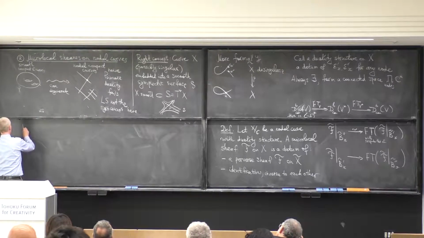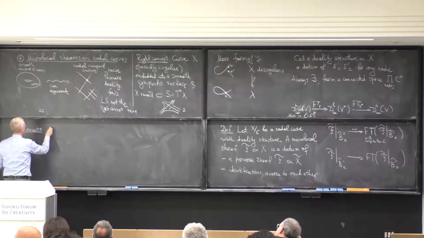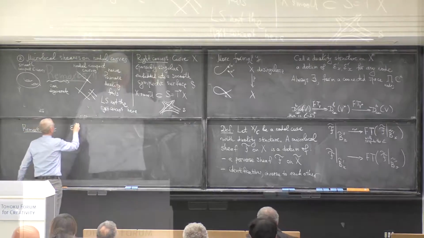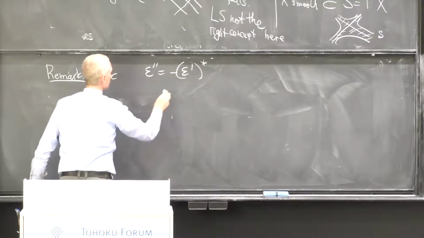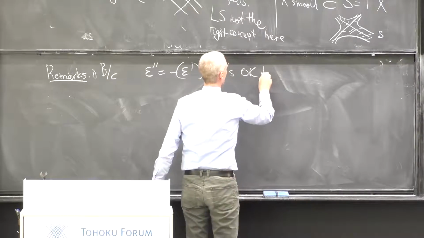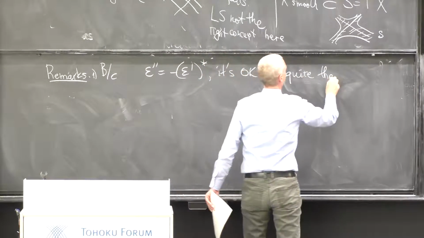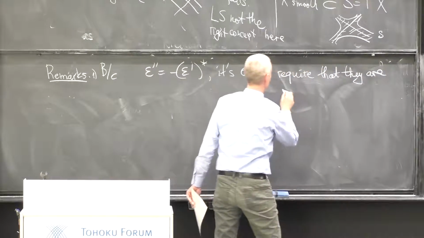So let me do a few remarks here. First remark, because epsilon second equals minus epsilon prime star. So it's okay to require that they are inverse.